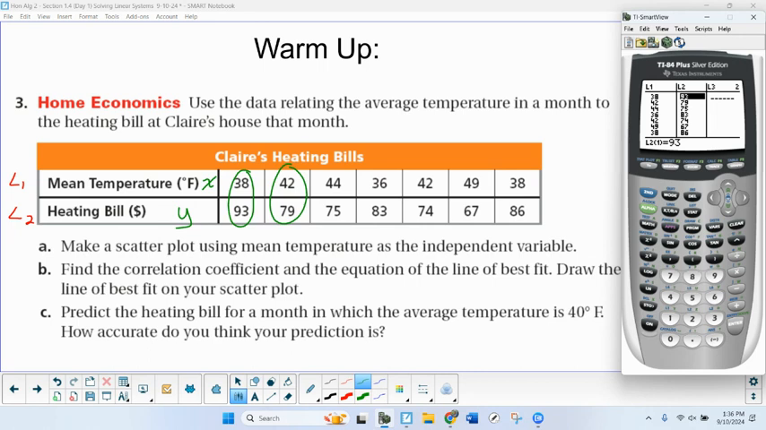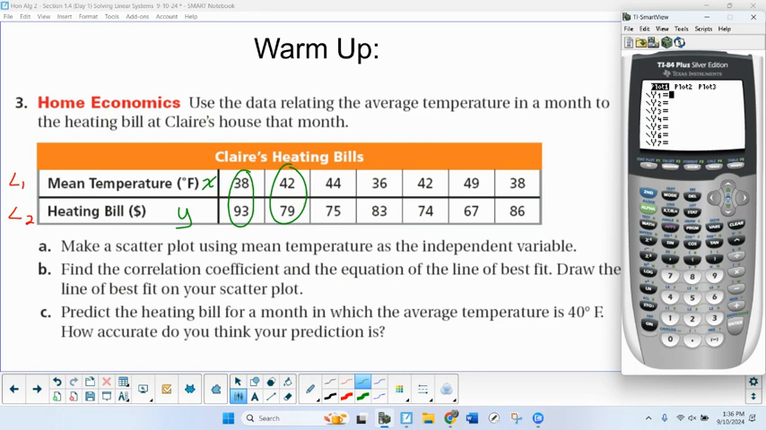Now, it says make a scatter plot. So, what'd you do? We're going to go to y equals, and we're going to clear out anything you have in there. Make sure your plot is turned on. So, notice up here, my plot 1 is highlighted. Make sure it's turned on.